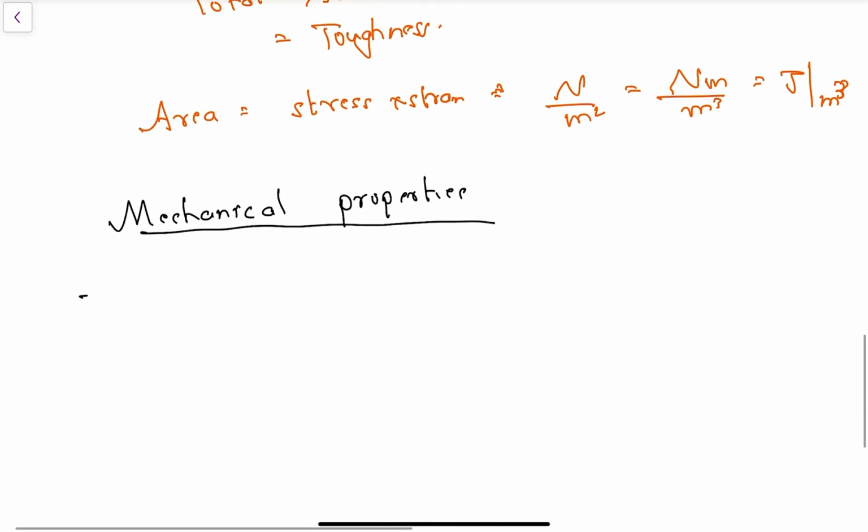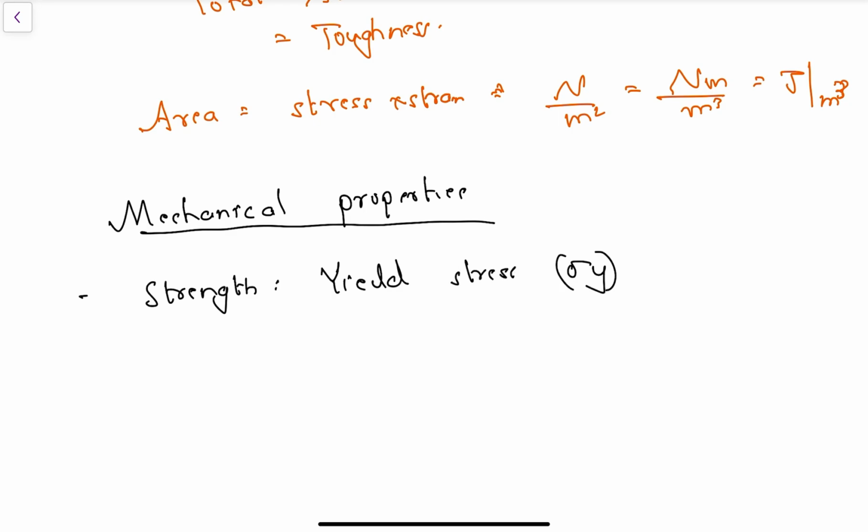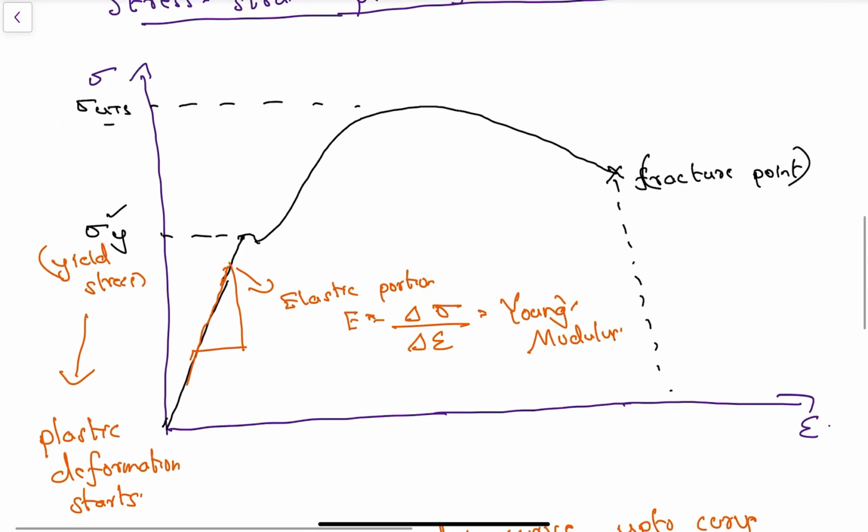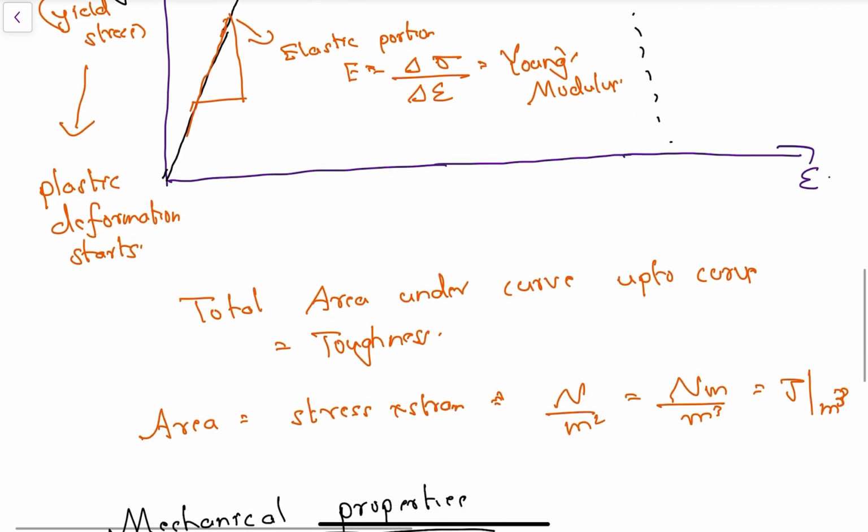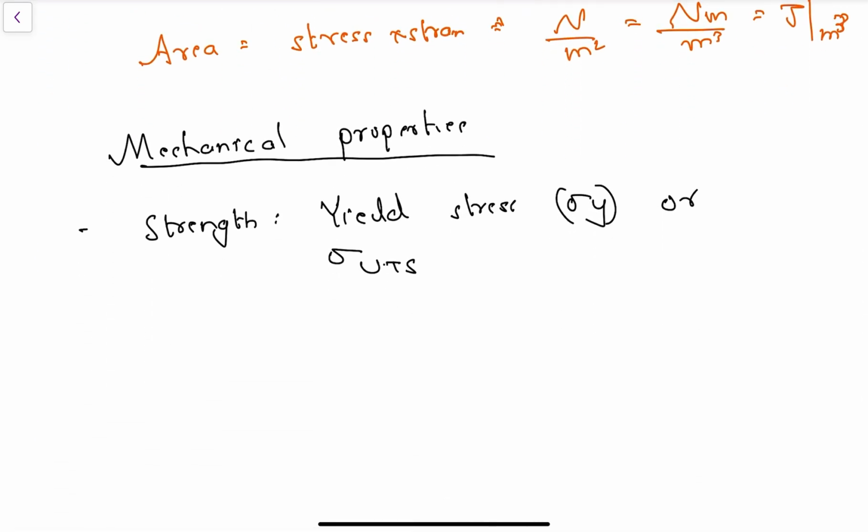So first one, let us define what is strength. Strength is defined as the yield strength, yield stress sigma y, or ultimate tensile strength, sigma UTS. Sigma UTS is the maximum load that this material can withstand. After maximum load is given, the fracture occurs at a later point, at a lesser load, right? So the strength of a material is defined as at which stress it breaks.